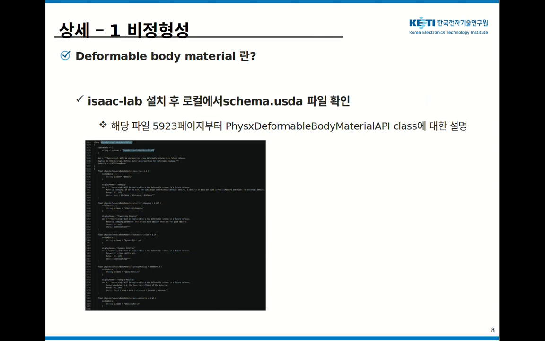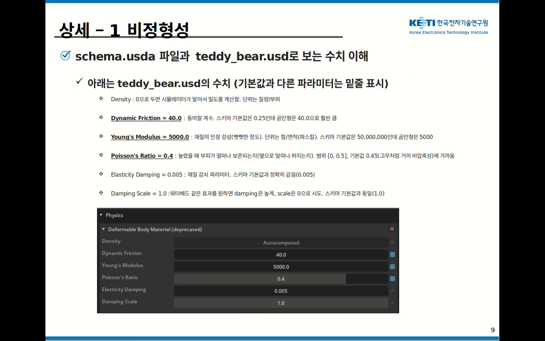After installing Isaac Sim, I checked the schema USDA file locally. From page 5923 of this file, there is a description of the physics deformable body material API class. I understood the values using the schema USDA file and teddy bear USD. Below are the values of teddy bear USD. I look at the parameters that are different from the default.